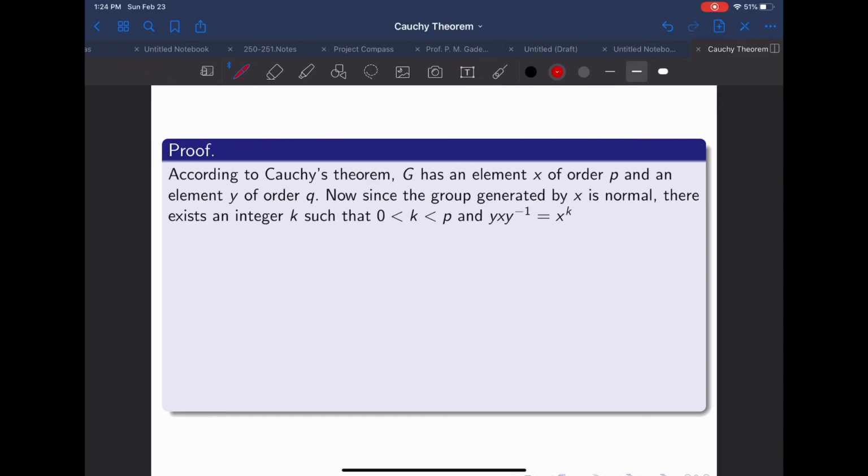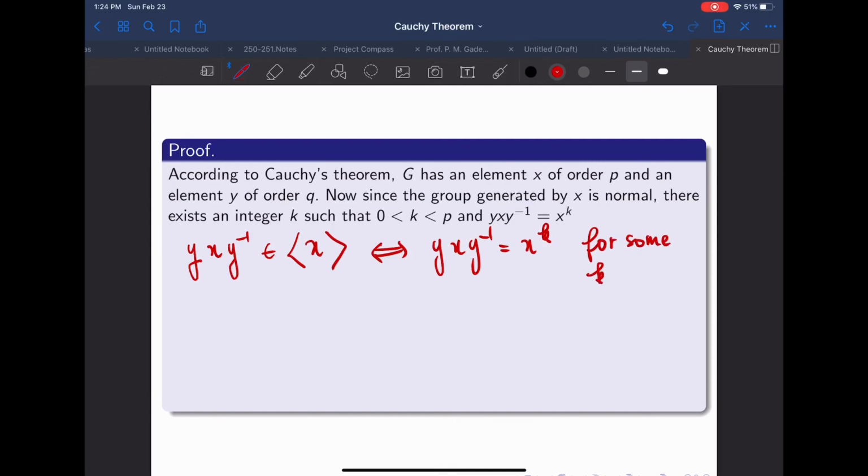So, in other words, the conjugate of x by y has to be an element of the cyclic group generated by x. What this means is that y x y inverse has to be equal to x^k for some k, which is an integer. All right. And of course, k is in between 0 and p.